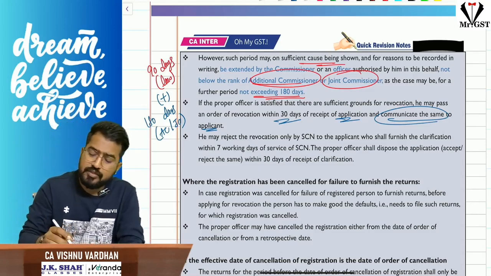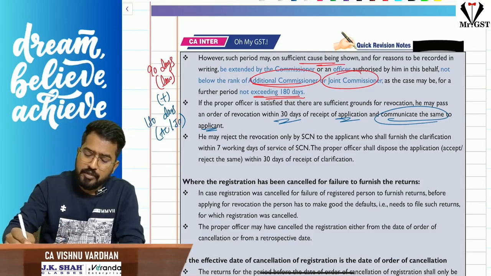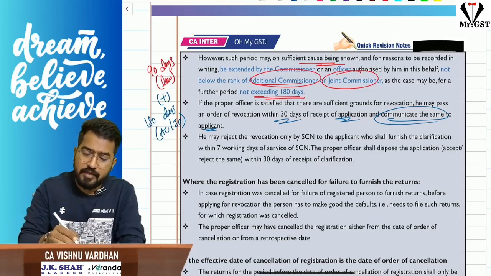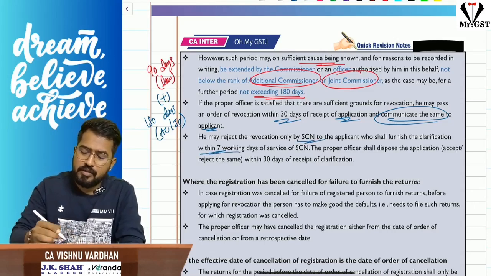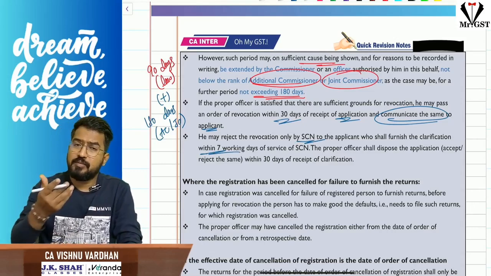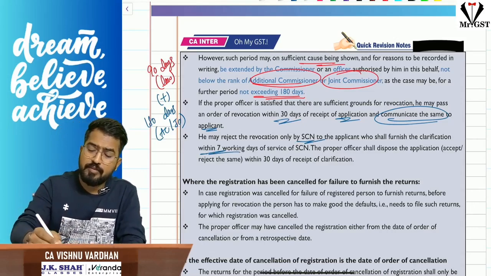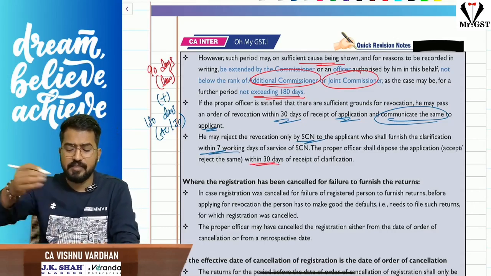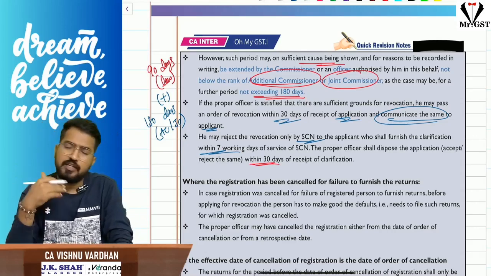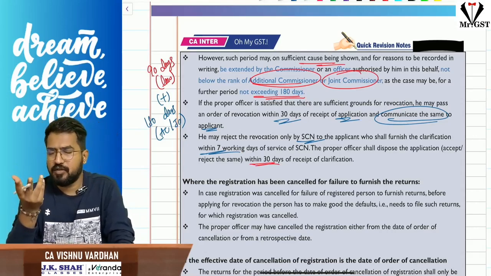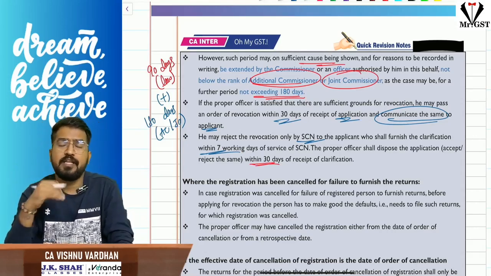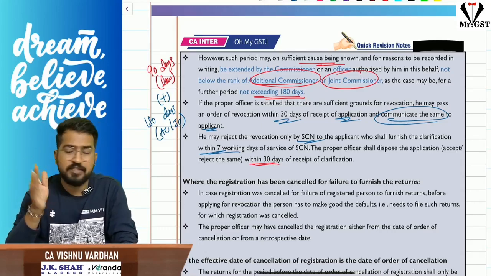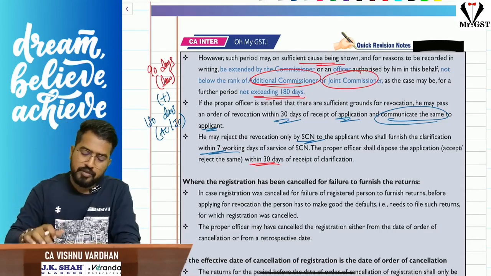Otherwise, they will give you a show cause notice, and then you have to reply to the show cause notice within 7 working days. Okay. If you are not replying to the show cause notice, then your application is deemed to be rejected. Once you give the reply, the proper officer will again within 30 days process the application. If all the clarifications are sufficient or found to be in order, then he will revoke the cancellation. Otherwise, he will reject your application. Okay. So that is the point.